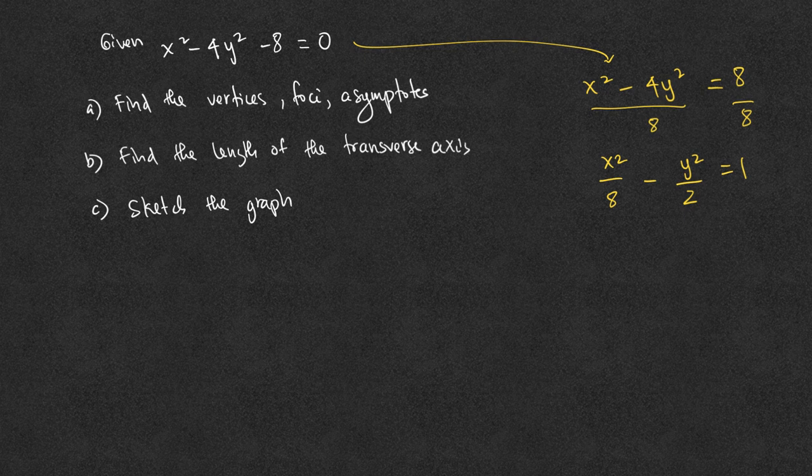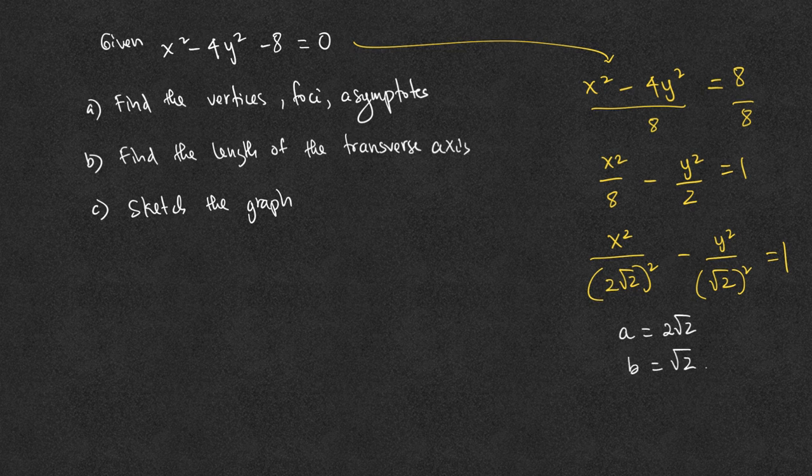To put it in the standard form, we rewrite this further: x squared over (2 root 2) squared, where (2 root 2) squared is 8, minus y squared over (root 2) squared equals 1. The reason we want to do this is because from here we can pick up that a equals 2 root 2 and b equals root 2.